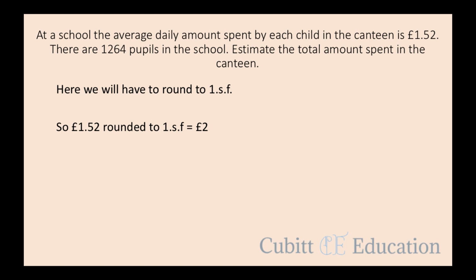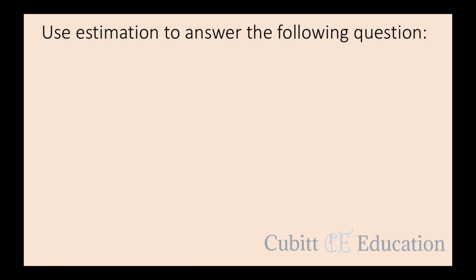Okay, so £2. And then 1,264 rounded to one significant figure is 1,000. We keep the 1 and we decide if that's going to stay as a 1 or change to a 2. In this case, the number next to it is 2, so we're just going to leave it as 1. And we have to put the zeros in, remember, to show that it was 1,000. So we just do 2 times 1,000, which is 2,000, and that's our answer.